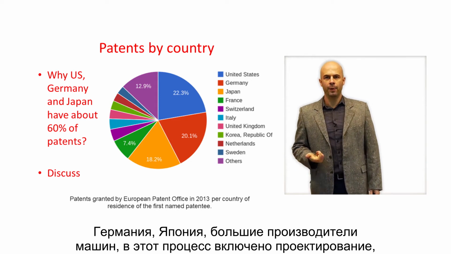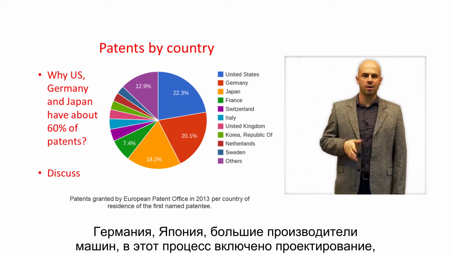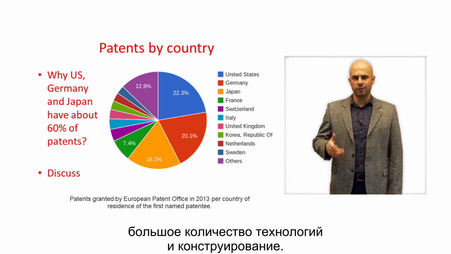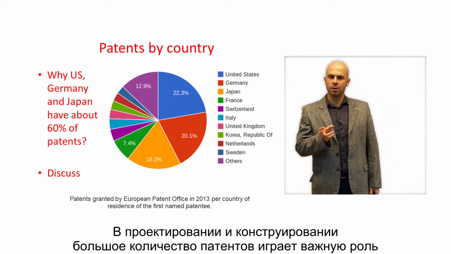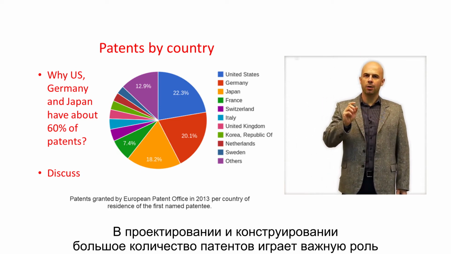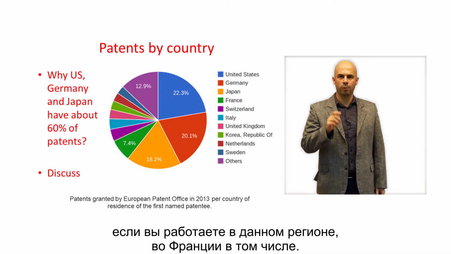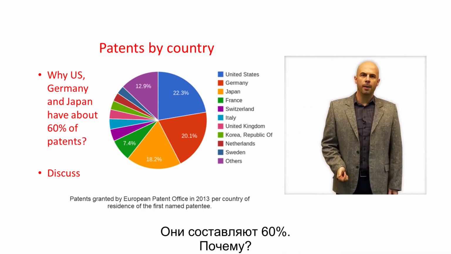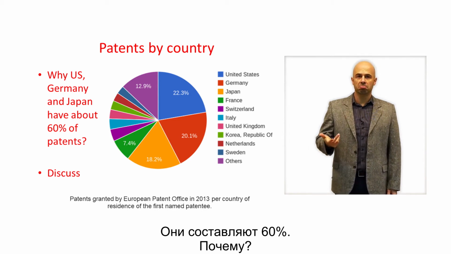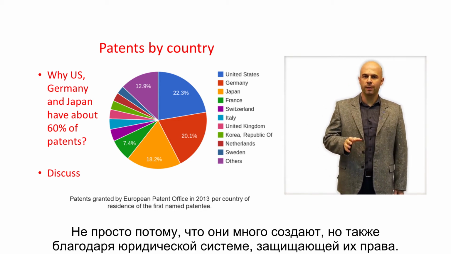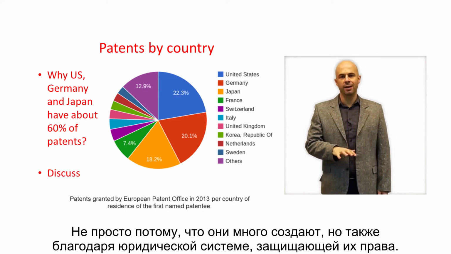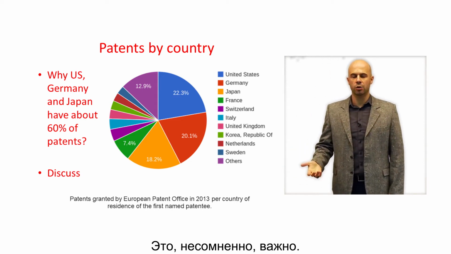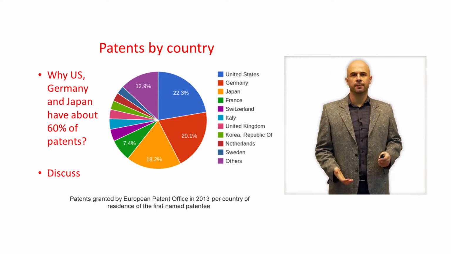Germany, Japan, big producers of cars. There's design involved there and a lot of technology or engineering. So in design engineering, a lot of patents can play a role there if you are in that area. France as well. So they have about 60%. Why? Not only because they create a lot, but also they have a legal system that protects it. So it is very important.